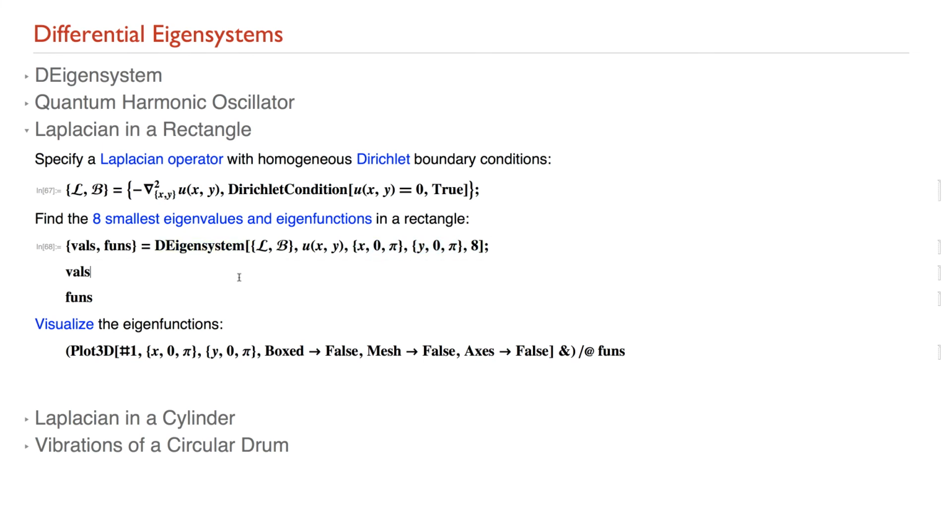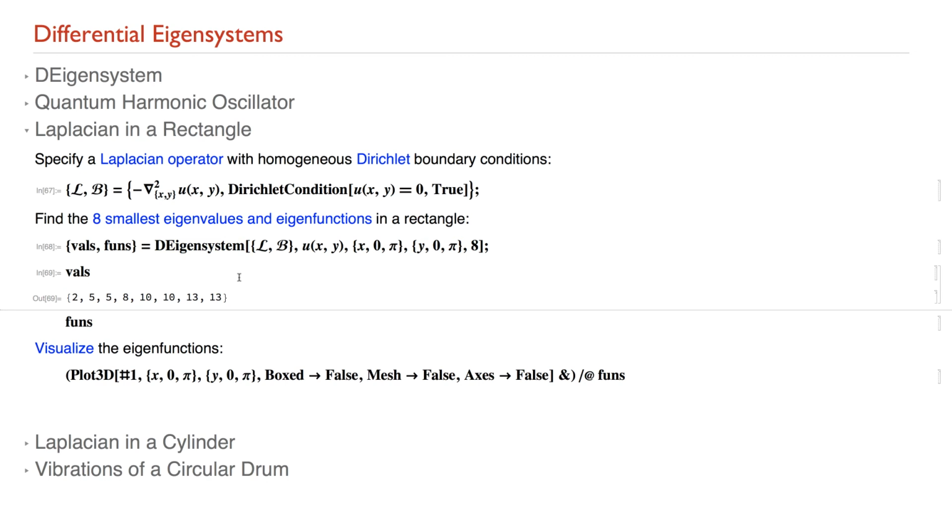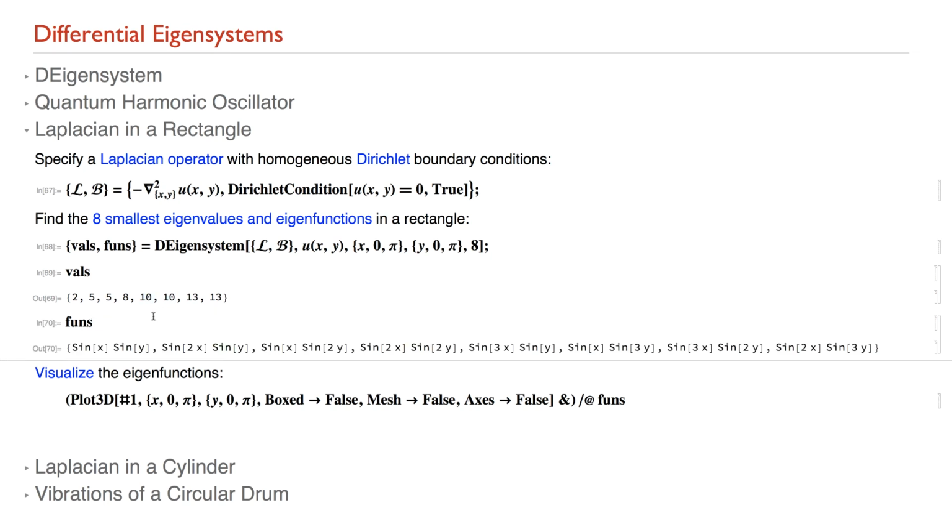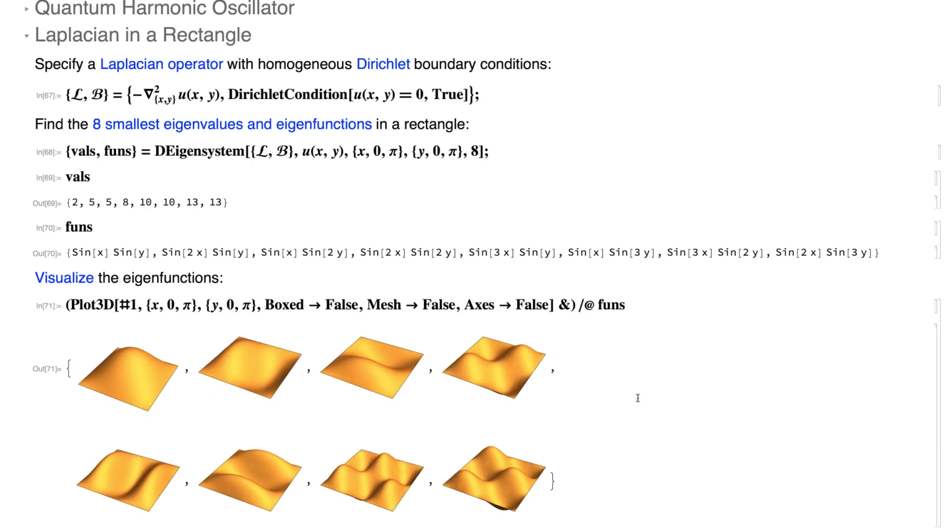And then I look at the values which are integers. And you notice there's some redundancy over here, some degeneracy over here. And those are the eigenfunctions, which are basically products of eigenfunctions for the 1D Laplacian. So what you can do is visualize them, and you get back this very pretty set of eigenfunctions for the Laplacian in a rectangle.